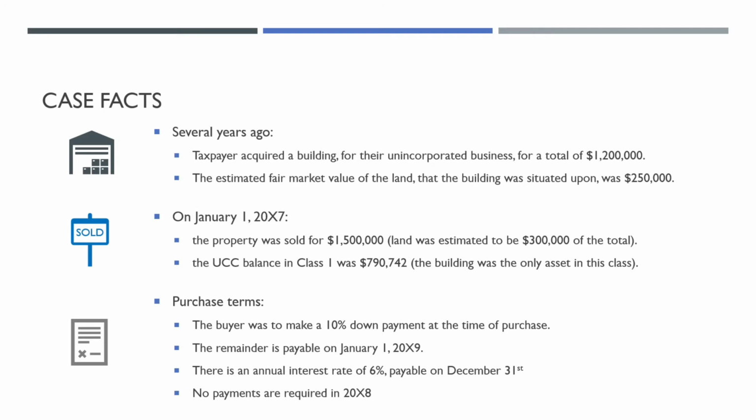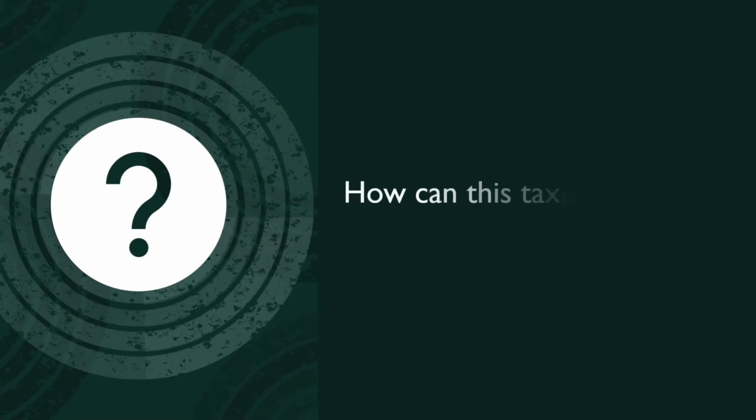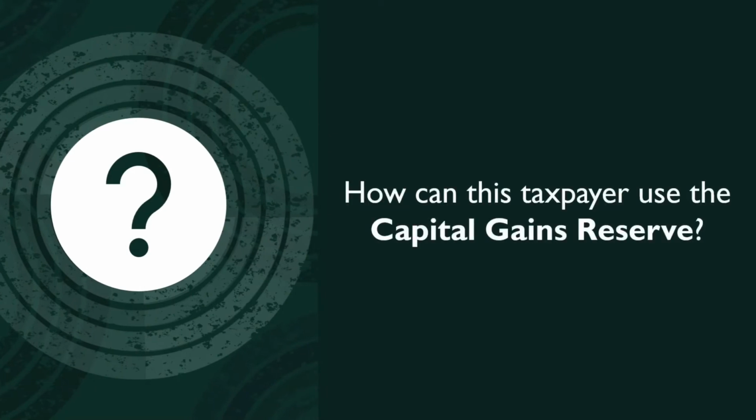That means the principal amount owing, the $1.35 million that's left owing after the down payment, is left owing until the payment date on January 1st, 20x9. Now, this is a situation where a taxpayer is going to have a significant capital gain, but they aren't getting all of the cash for this capital gain until a few years later. This raises a question for the taxpayer. The question being, how can this taxpayer use the capital gains reserve, really to improve their overall tax situation and cash flow situation?